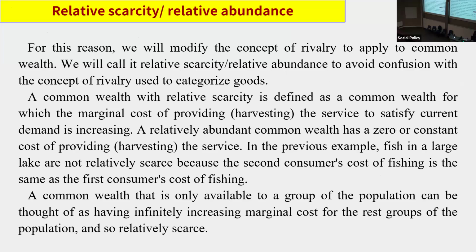A Commonwealth with relative scarcity is defined as a Commonwealth for which the marginal cost of providing or harvesting the service to satisfy the current demand is increasing. A relatively abundant Commonwealth has a zero or constant cost of providing the service. In the previous example, fish in a lake are not relatively scarce because the second consumer's cost of fishing is the same as the first consumer's cost of fishing. A Commonwealth that is only available to a group of the population can be thought of as having an infinitely increasing marginal cost for the rest of the population, so it is relatively scarce.